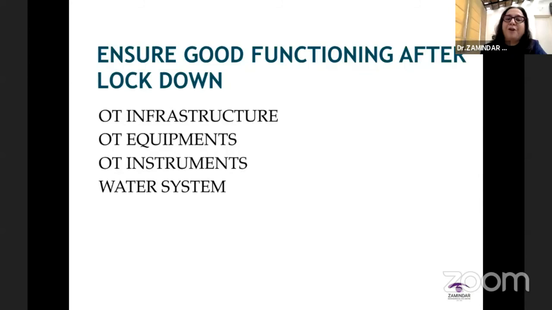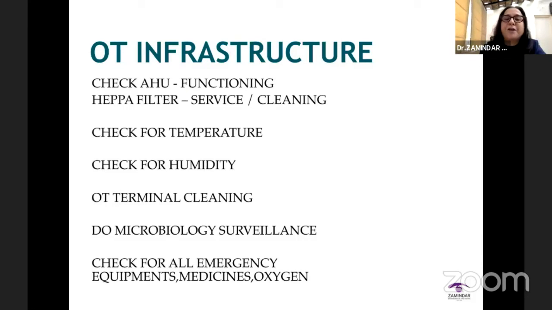Ensure good functioning after lockdown for OT infrastructure, OT equipments, OT instruments, and water system. Of course, your infrastructure, if you have an air handling unit, you need to check for the HEPA filters, the temperature, the humidity, and the terminal cleaning. Biologist Dr. Satanshu already spoke about it. I would also request to do sedimentation plates, that is a passive culture. Plates are very, very important. Check for all emergency equipment, medicines, and oxygen, whether they are present in your OT before you decide to start your operation theatre.